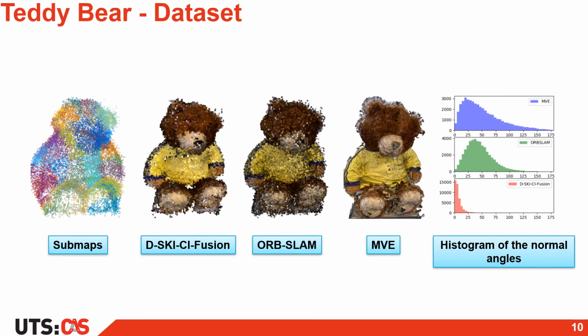In order to test our algorithm in more challenging scenarios, the real-world data of the public teddy bear dataset is used. As a quantitative evaluation, we average the closest neighbors to smooth the normals and get the histogram of the angles between the original and smoothed normal for each reconstruction. It shows that our method produces normals with less noise than ORB-SLAM and MVE.